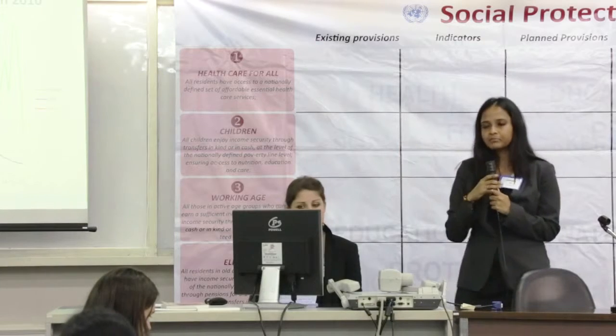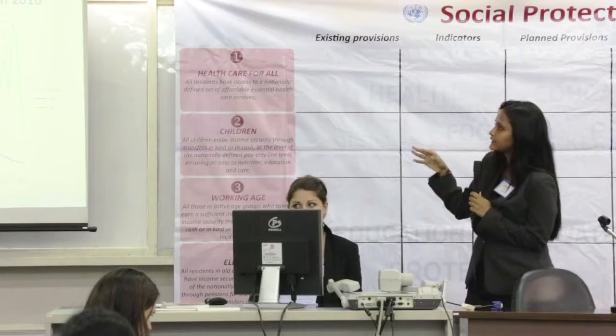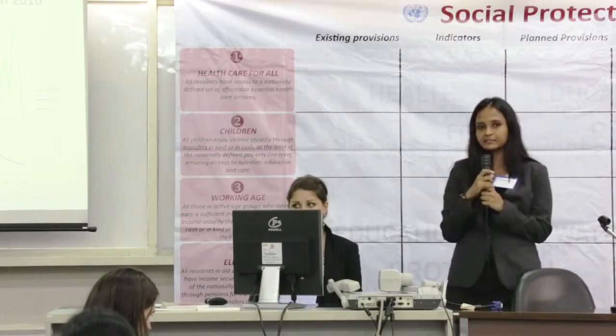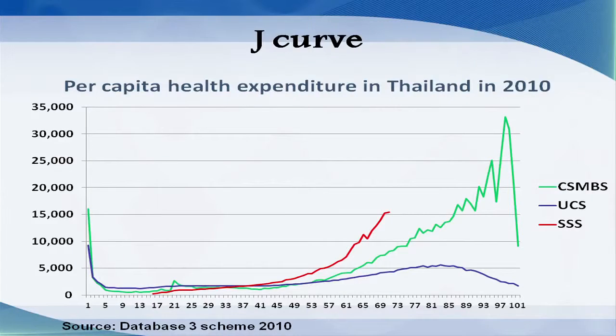And a practical example, we have the healthcare expenditure curve of Thailand in 2010. On the horizontal axis, we have the age, and on the vertical axis, we have the healthcare expenditure. As you can see, at the age of 0, it starts declining, and then it slowly increases.